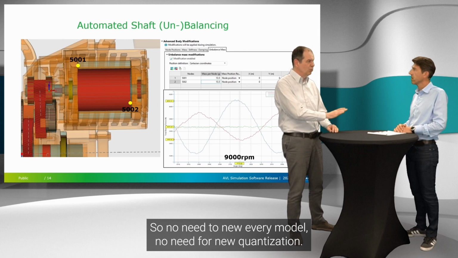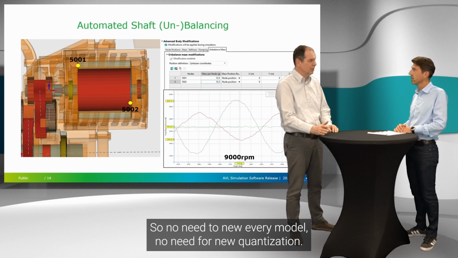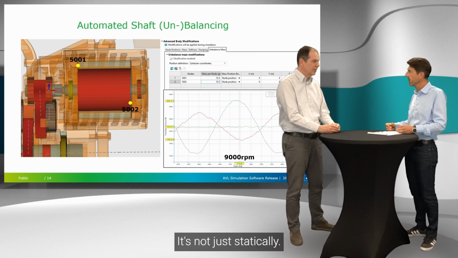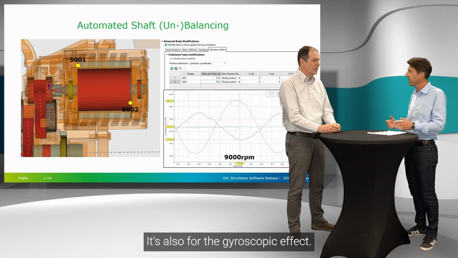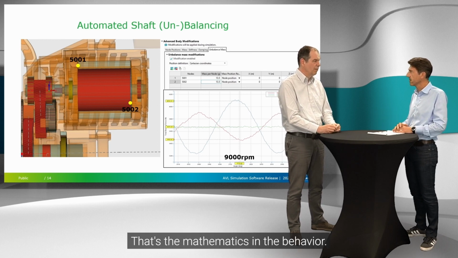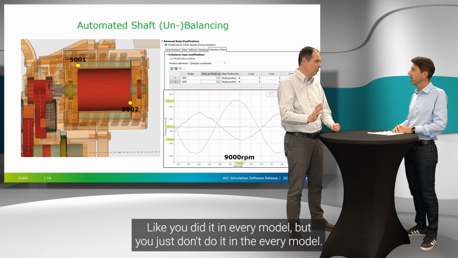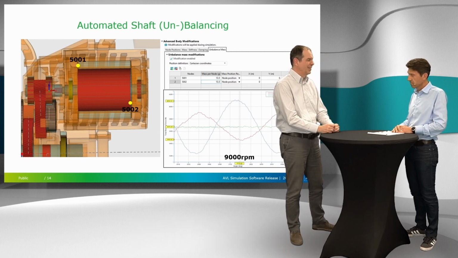So no need for a new FE model, no need for a new condensation. So it's fully considered in the full dynamics, which is not so easy. It's not just static, it's also for the gyroscopic effect, uncondensed mathematics and everything. So it's adapted in the whole. Like you did it in the FE model, but you just don't do it in the FE model.